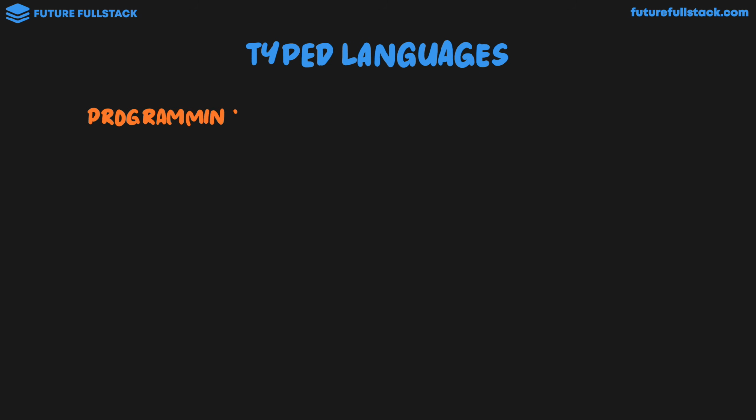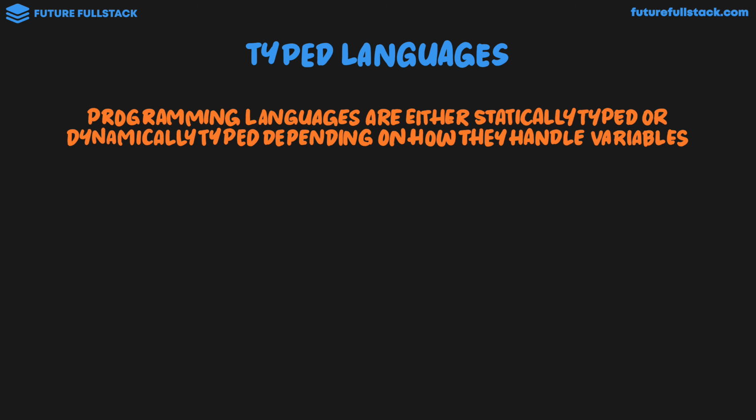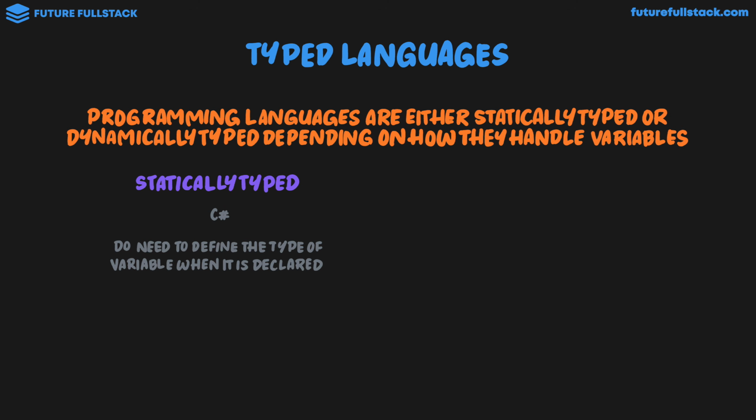So let's jump in. Now, before we discuss the Typeof operator, we need to have an understanding of the concept of typed languages. Programming languages are either statically typed or dynamically typed, depending on how they handle variables. So to understand this, let's first look at a statically typed language. An example of a statically typed language is C#. In C#, you do need to define the type of variable when it is declared. And it looks like this.